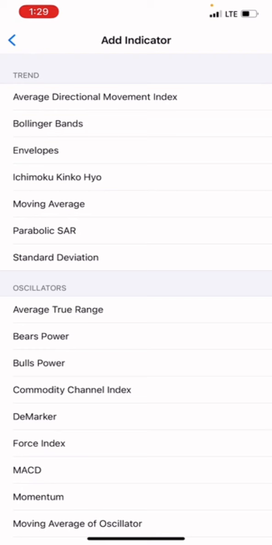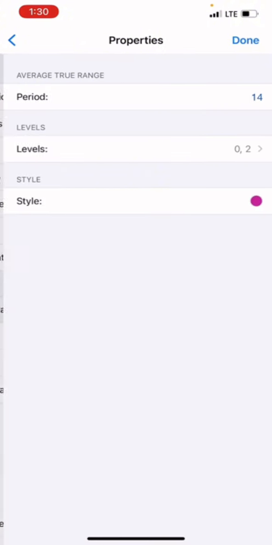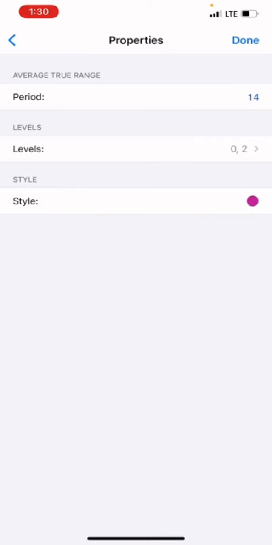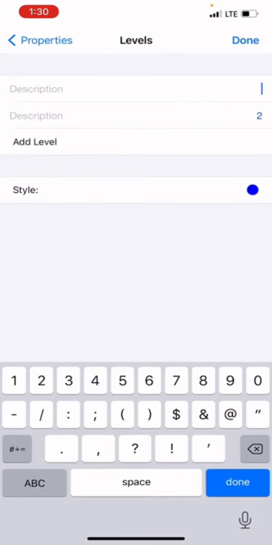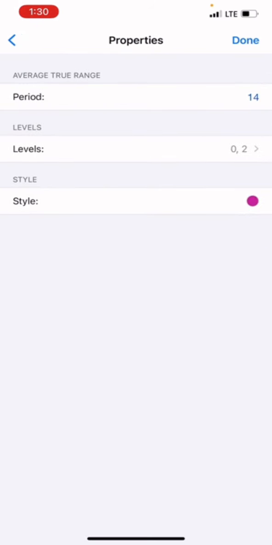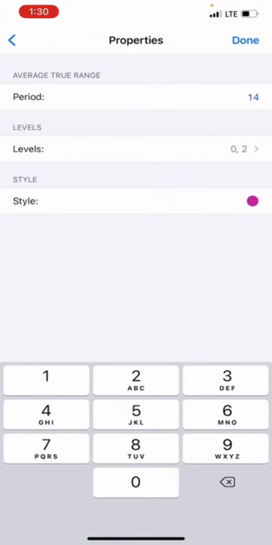I've been using this and it's good. So you just need one indicator, like I said, the average true range. I believe a lot of you haven't used this indicator before. For the average true range, you see the period, the first point. You need to set your period to 14. Good.